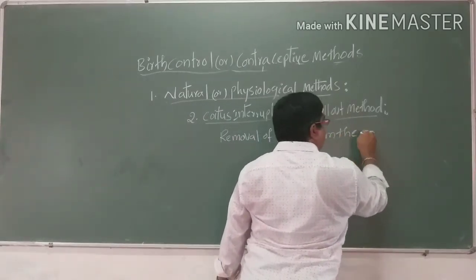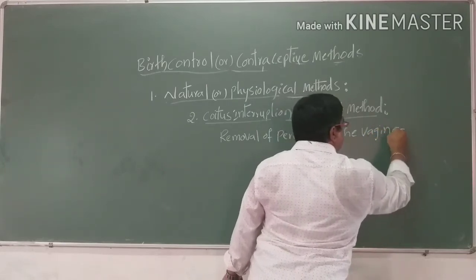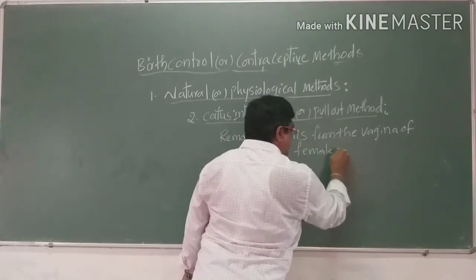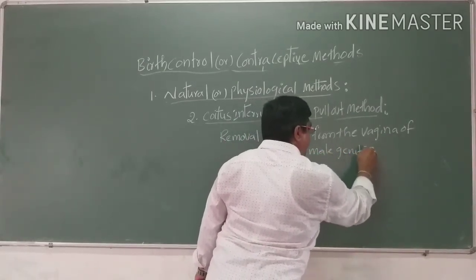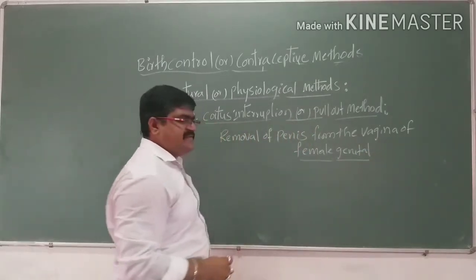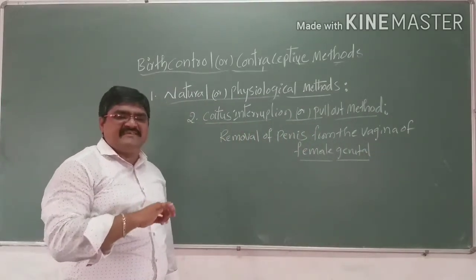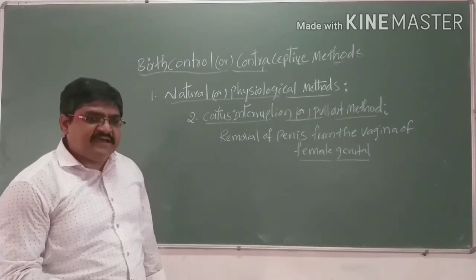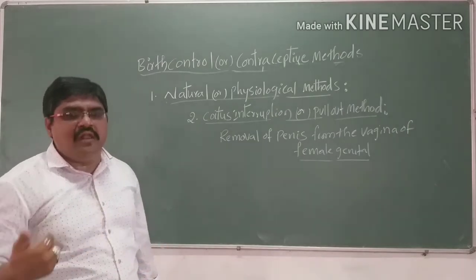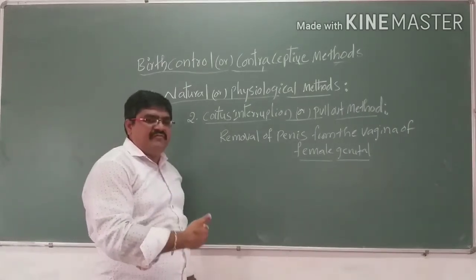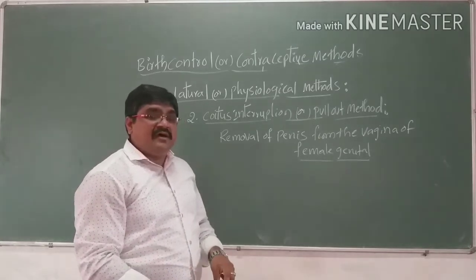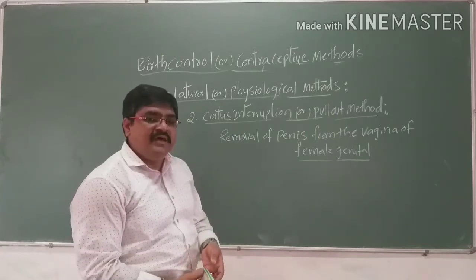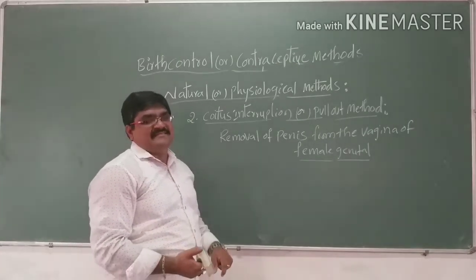from the vagina of the female genitals. So the penis should be removed during sexual interaction, before the releasing of semen into the vagina. When the penis is withdrawn from the vagina, the sperms cannot enter the vagina, so it is helpful for preventing pregnancy.